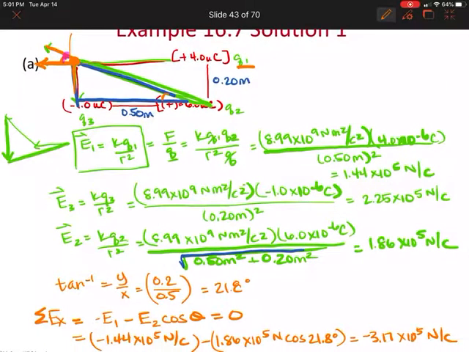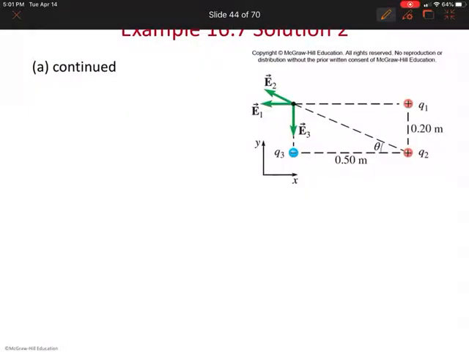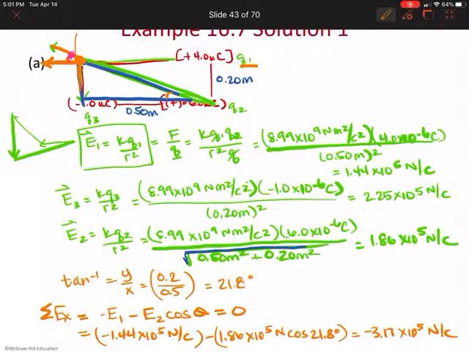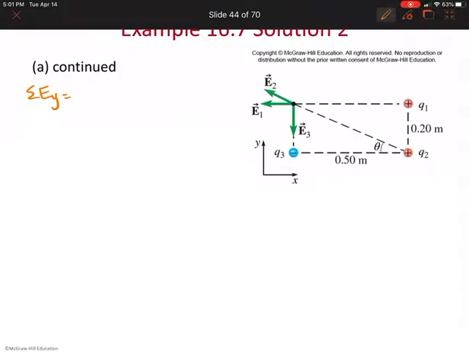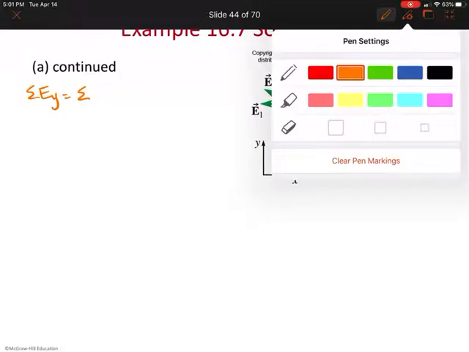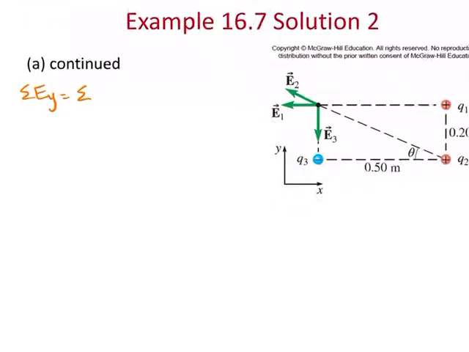Now we've got to do the y direction. So go on over to the next slide with me. All right, so now we're going to do the sum of the y's. Think about this again. Does this E1 have any y component? No. Does E2 have a y component? Yes, but it's at an angle, and then it goes straight down for E3, so definitely a y component there.